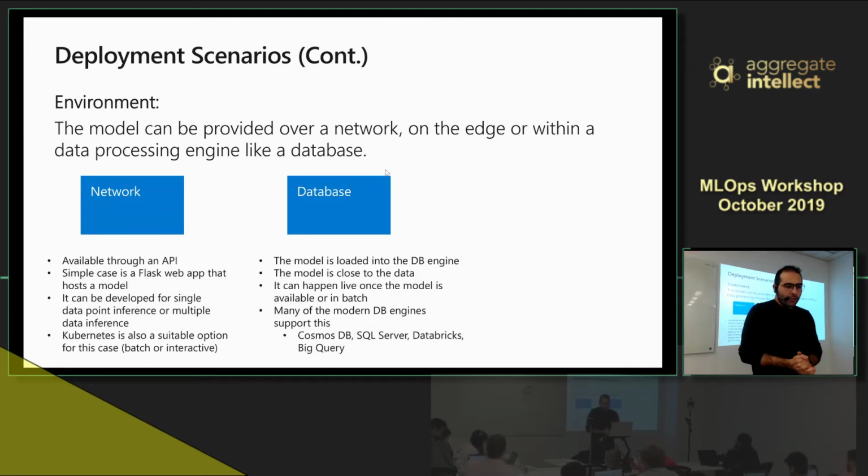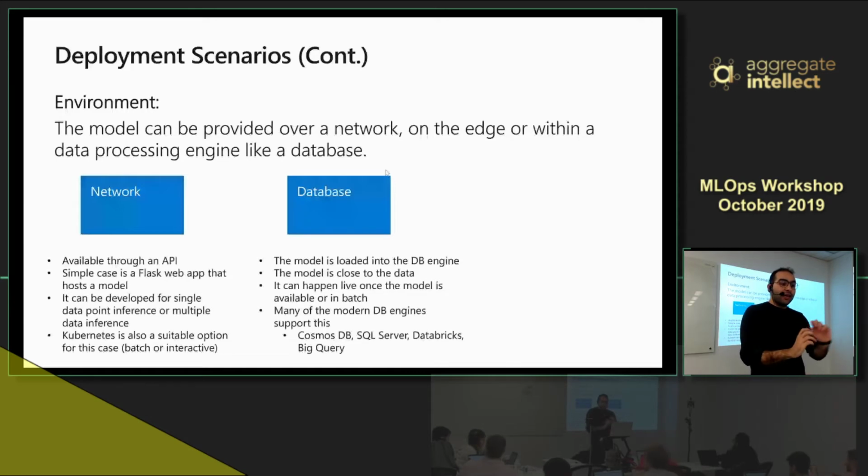Again, most of the modern database engines provide that. One of the coolest ones is Databricks. You can train your model through Spark MLlib and then host it within the database, and that will be inferred in a distributed way. Because the data is distributed in Spark, inference also happens in a distributed way and is super, super fast.